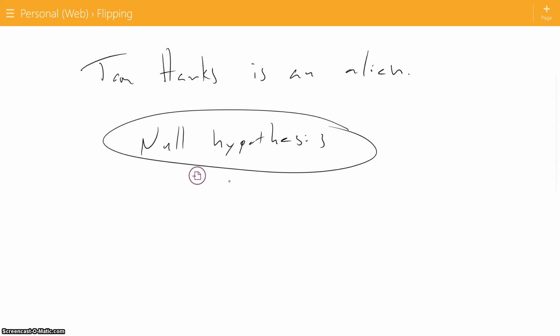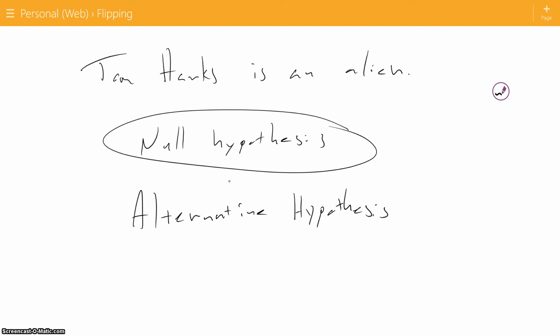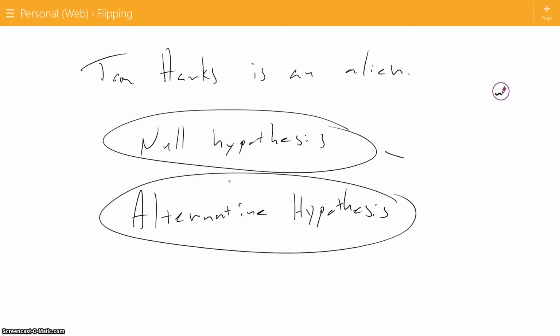And in order to test this, we need to have an alternative hypothesis because these two are going to be mutually exclusive. Okay, mutually exclusive, again, that just means that I can choose one or I can choose the other. These two are both mutually exclusive. I cannot have both. I cannot have Tom Hanks be an alien and not be an alien at the same time. That just would not make sense.